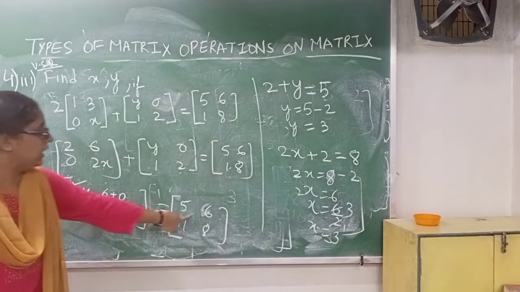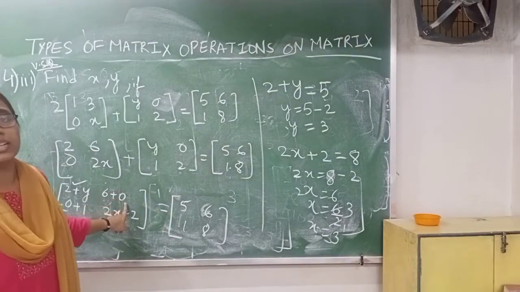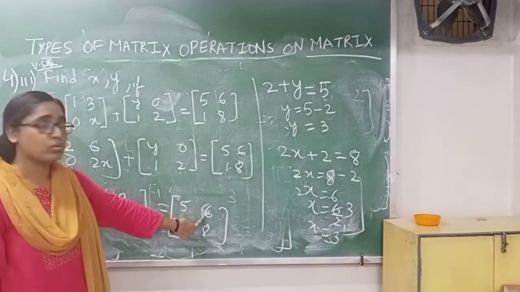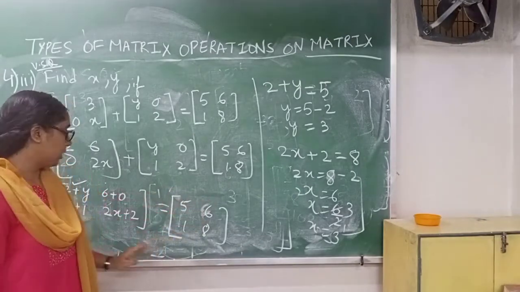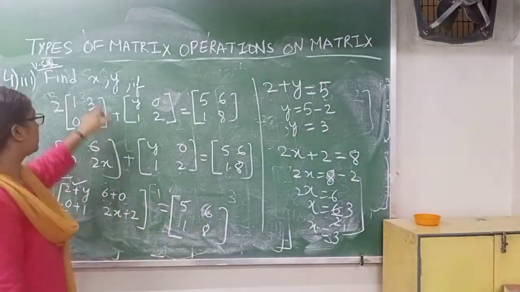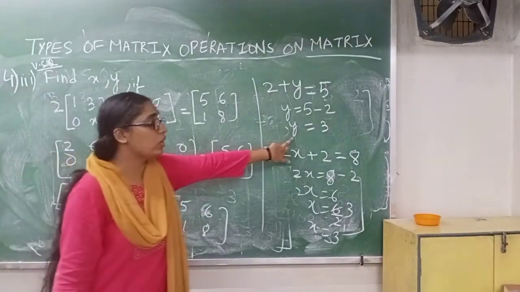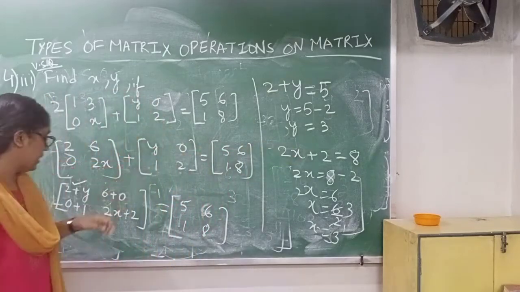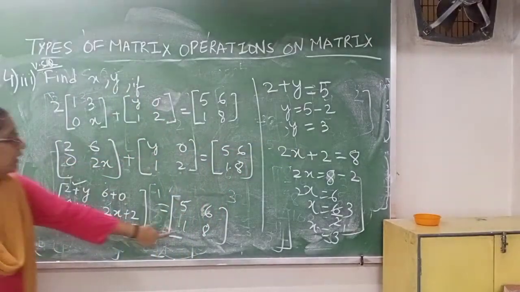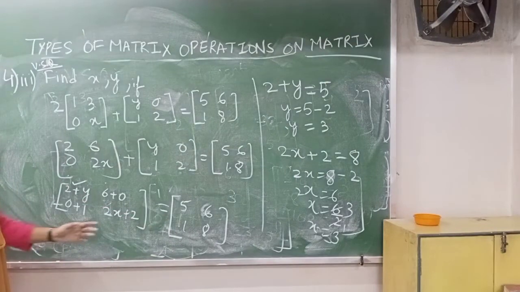Now you can see the second element here, 6 plus 0, when you add you get 6, and here also 6, same thing, okay. No need to do anything because we have to find only x and y, and we got the y value already. Now we have to concentrate on x. Here 0 plus 1 is 1, and here also the third element is 1, same thing.